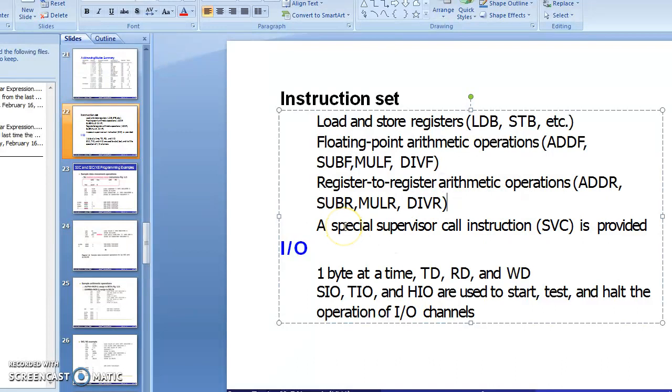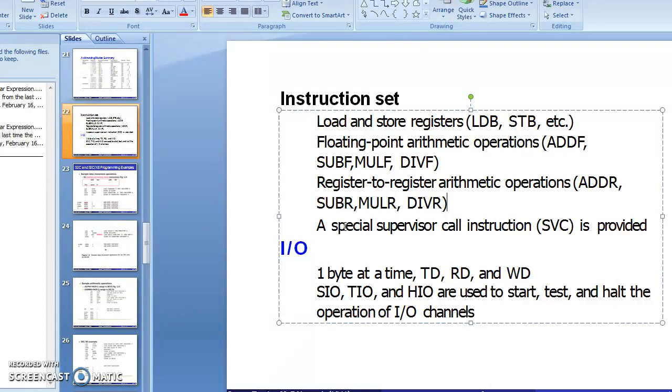And the last one, a special kind of instruction we are allowed in SIC/XE, that is called SVC. What does SVC mean? The supervisor call instruction is provided to execute all the instructions and addressing modes step by step with the help of supporting SIC.